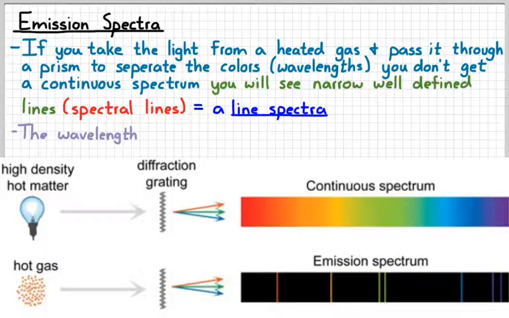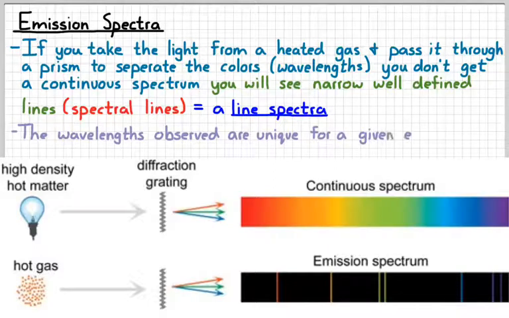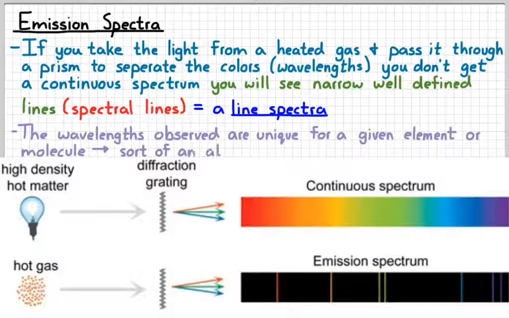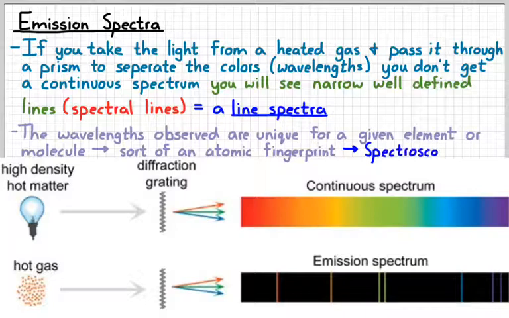So remember that the wavelength of light is what determines the color. And so what we're observing are unique wavelengths for any particular element or molecule. And we can use this as sort of an atomic fingerprint. This field of study would be called spectroscopy. I'll show you some examples at the end. What we want to do first is explain why something that is glowing may only glow at specific wavelengths rather than a range of wavelengths.